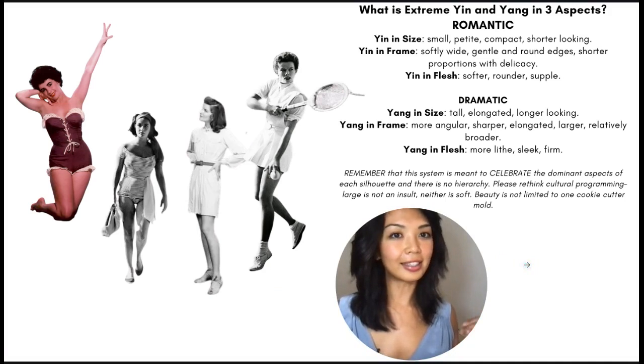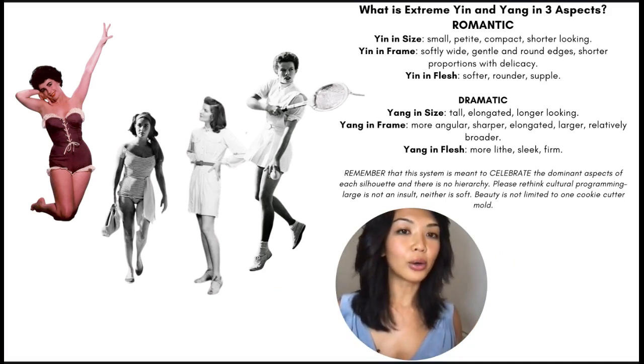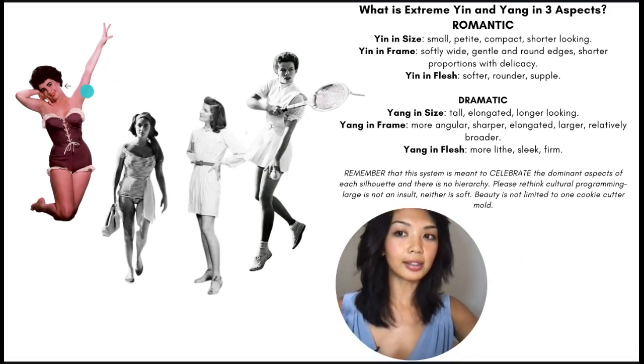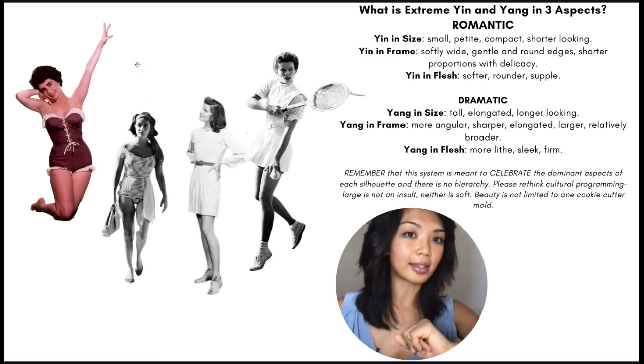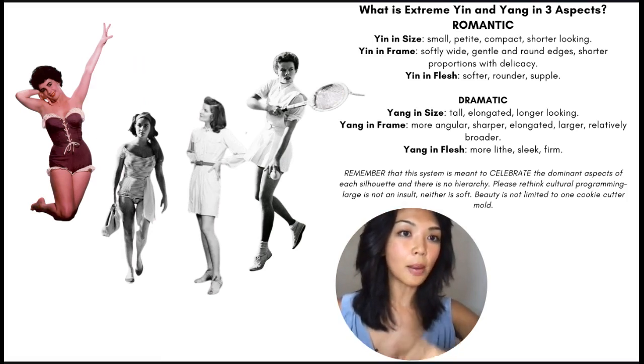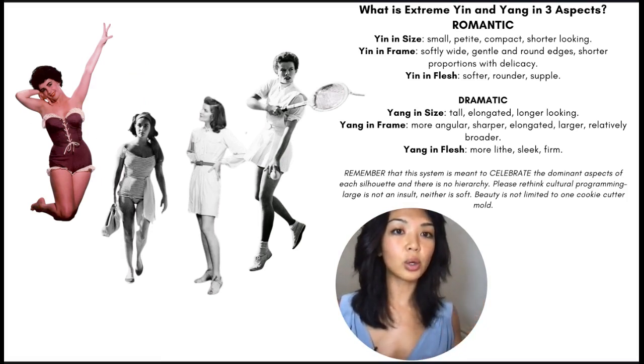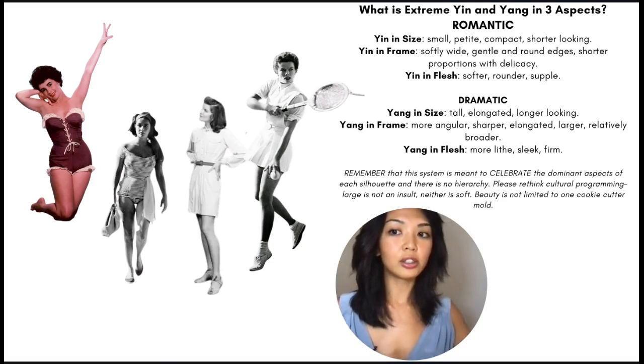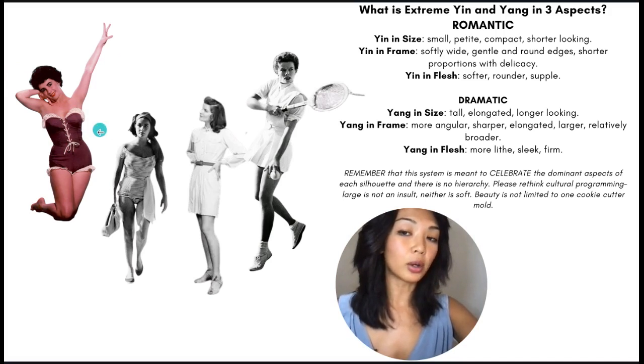Because we are looking at the juxtaposition of yin and yang, let's just briefly go over extreme yin and yang. So for romantics, pure yin, Liz Taylor over here, she's yin in scaling: small, petite, compact, very short. She's yin in frame, her bones are very sloped, soft, gently wide, rounded, delicate. And her flesh is yin. She's very soft, rounded, supple. She's got more curvature, especially throughout the chest and the hips, with a more narrow waist.